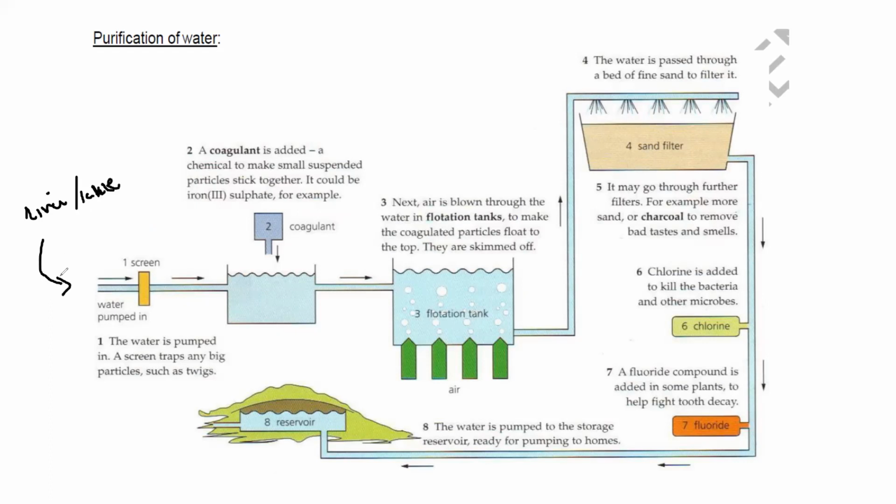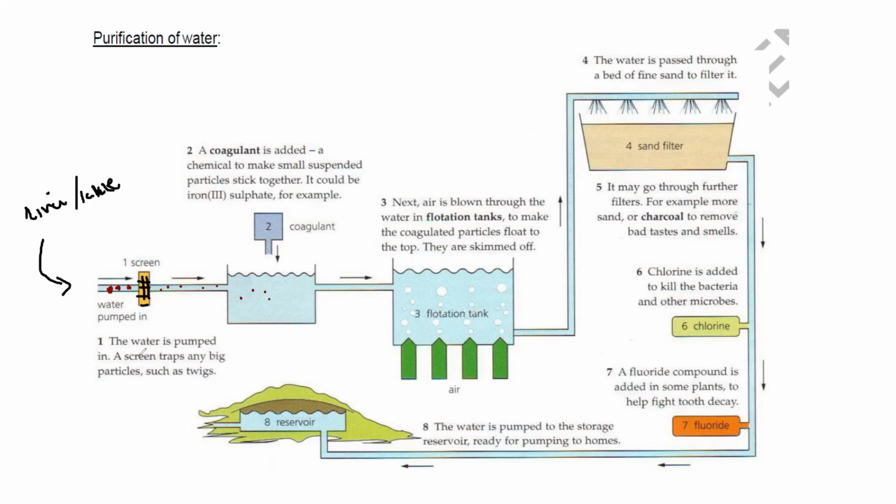So water from the river and the lake passes through the screen. What is the purpose of the screen? When we pump the water through this screen, it is like a net. This screen will stop the large particles. Large insoluble particles will not be able to pass through the screen. Very tiny or small particles are able to pass through.